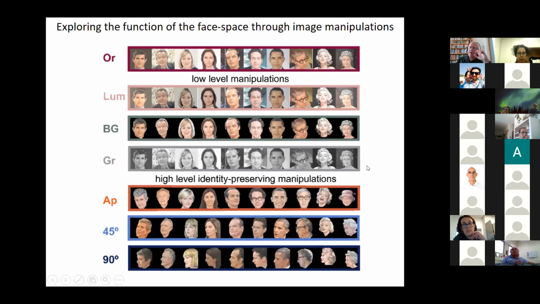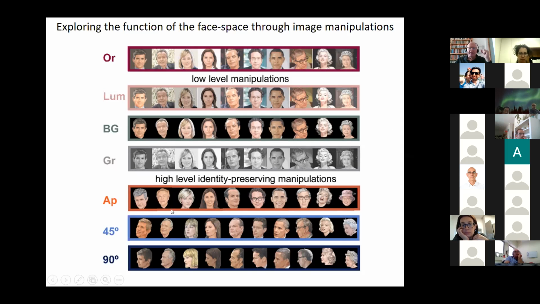We can also explore these layers in more detail by feeding the artificial network not only with the original images, but with manipulated images. For example, we did a low-level manipulation. We removed the background from the original images, fed them into the artificial network, and asked, will that destroy the distance matrix? Is the neuronal shape space of the artificial network sensitive to this manipulation?